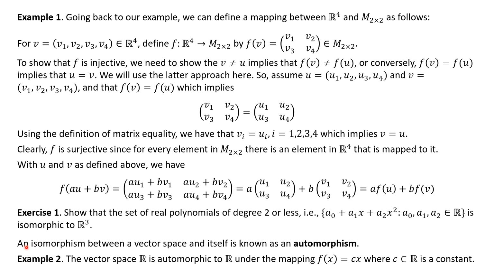And then we have one additional definition. An isomorphism between a vector space and itself is known as an automorphism. And I have an example of that here. So the vector space R is automorphic to R under the mapping f of x equals cx, where c is a constant.